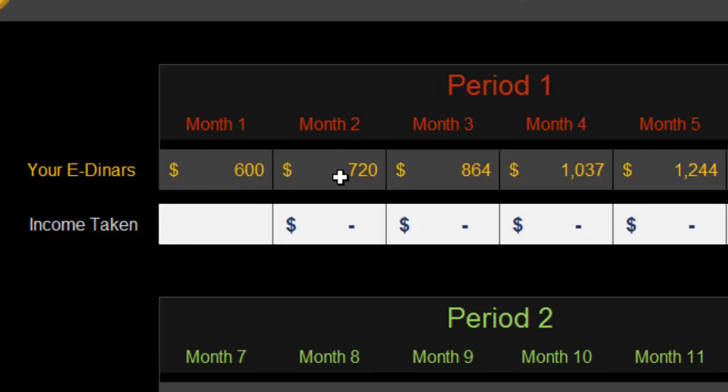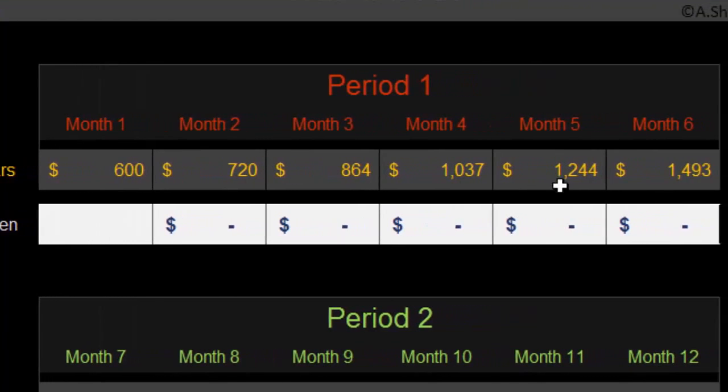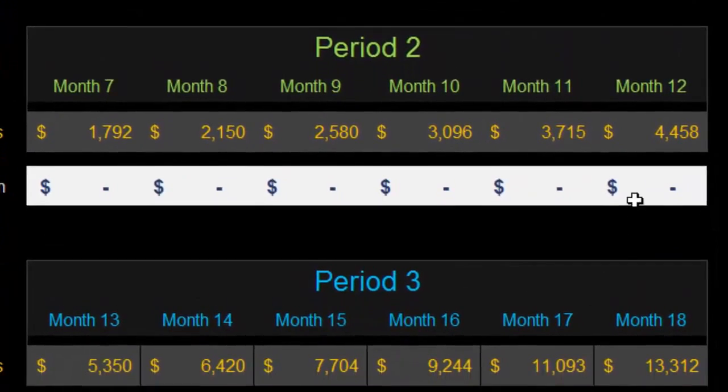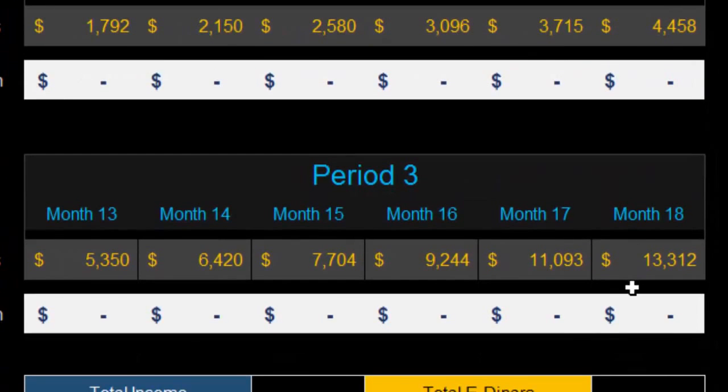Month 2, you'll get 20% of the $600. So if you work this out, at the end of 6 months, you're looking at almost 3 times what you've put in. At the end of month 12, $4,400, and at the end of month 18, $13,000. But this is assuming you don't take anything out.